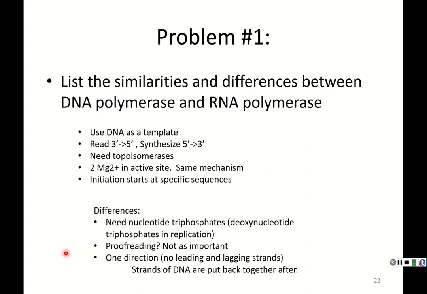Okay, what are some of the differences? Well, in RNA polymerase, you need nucleotide triphosphates. In DNA replication, you need deoxynucleotide triphosphates. Okay, so that's a very slight difference. They're substrates. Proofreading, it turns out, we didn't mention this, but in RNA polymerase, proofreading really isn't as important. If you mess up a messenger RNA, that is going to have an effect when you go to translation and you turn that messenger RNA into a protein. You're going to get a mutated protein, and it might not function very well.